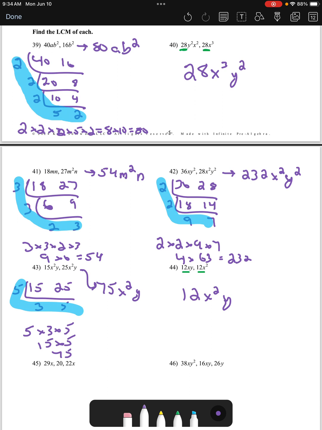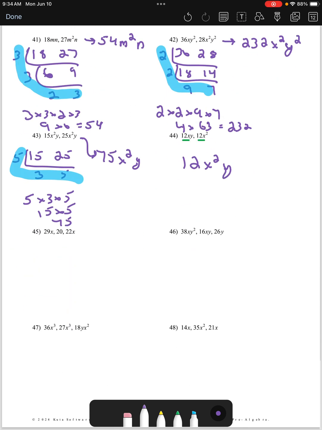In 44, they both have the common 12, so I just need 12. For x's, the bigger is x squared, and we do have a y, 12x squared y.